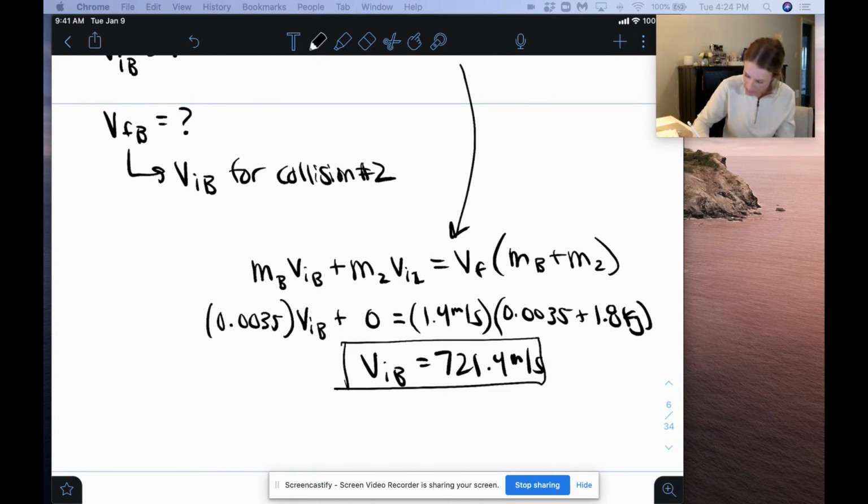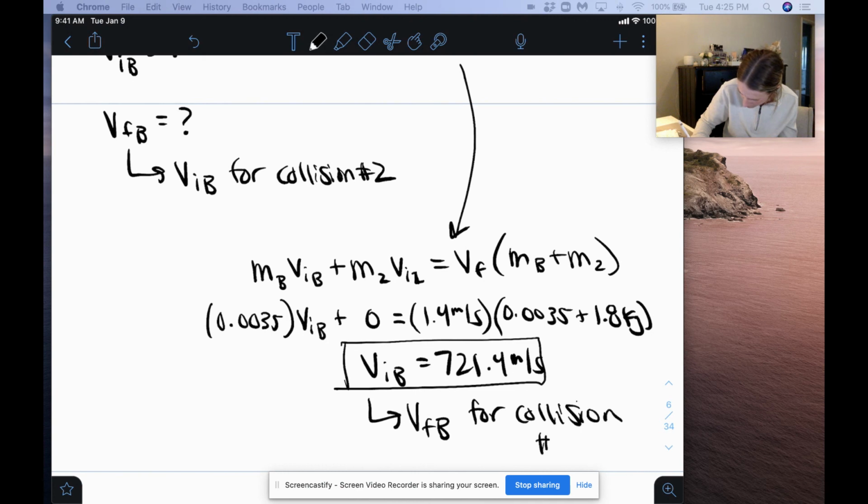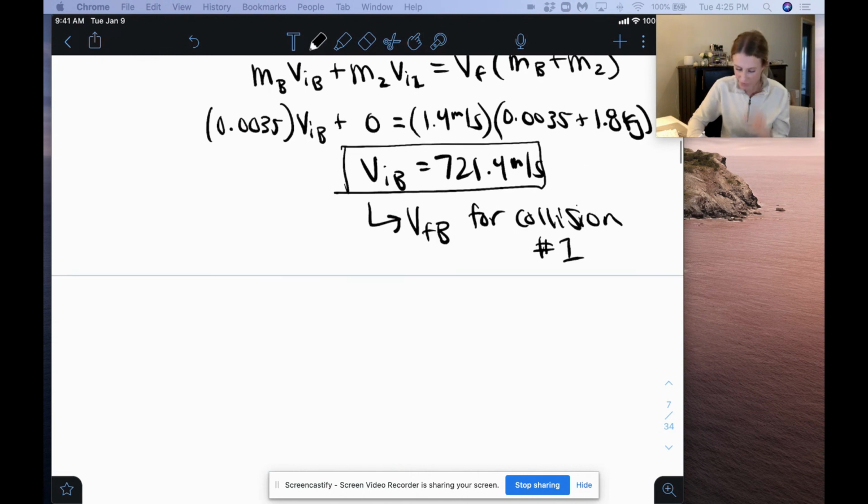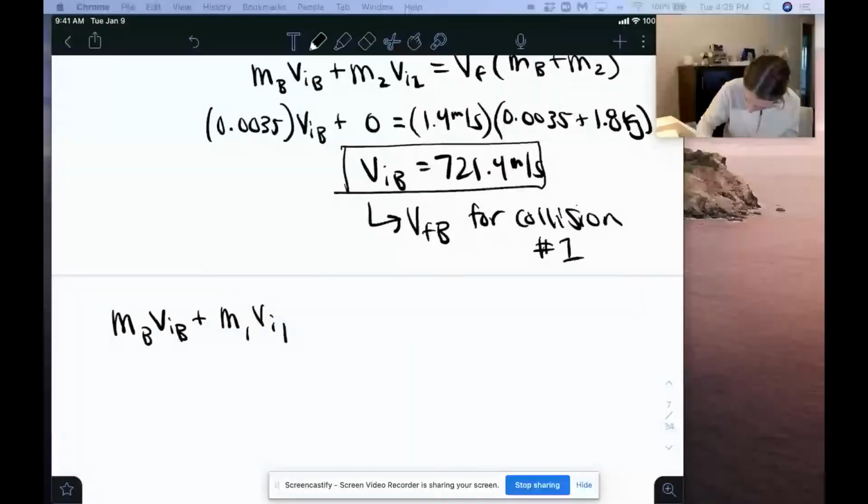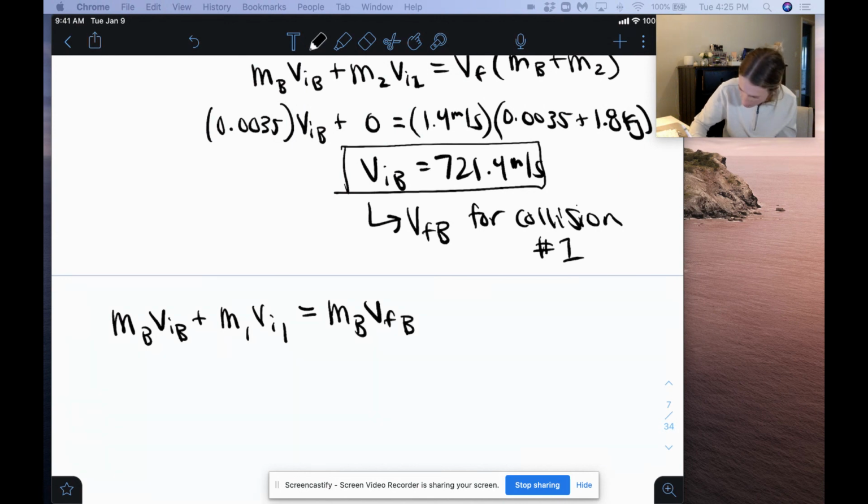Now what we want to do, we know that this right here is also the final velocity of the bullet for collision number 1. So now we can use that in our first collision. So for the first collision, we have mass of the bullet times initial velocity of the bullet plus mass of block 1 times the initial velocity of block 1 equals mass of the bullet times final velocity of the bullet plus mass of block 1 times final velocity of block 1. So here we know everything now except for the initial velocity of the bullet as it's going into block number 1. So that's what we're solving for here.